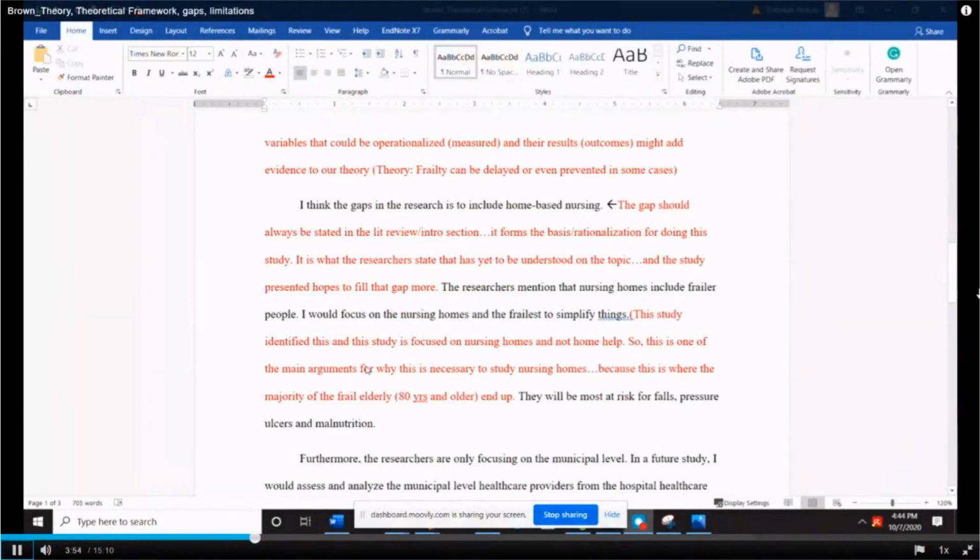So a gap in the research should always be stated in the lit review intro section, typically just before the methods section. It forms the basis or the rationalization for doing the study. It is what the researchers state has yet to be understood on the topic, and the study presented would hope to fill that gap. So a research gap is a good thing.